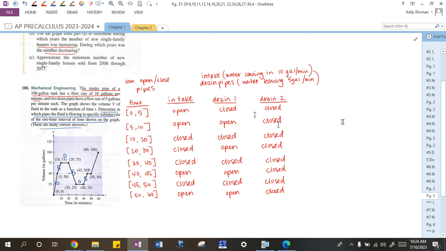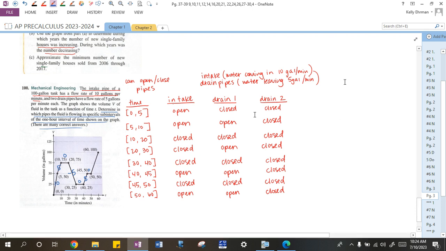So the intake pipe of a 100-gallon tank has a flow rate of 10 gallons per minute, and two drain pipes have a flow rate of 5 gallons per minute each. So we've got water coming in at 10 gallons per minute, and we've got two drains that can drain it out 5 gallons per minute each. The graph shows the volume V of the fluid in the tank as a function of time t. Determine in which pipes the fluid is flowing in specific subintervals of the 1 hour interval of time shown in the graph. So it says many correct answers.